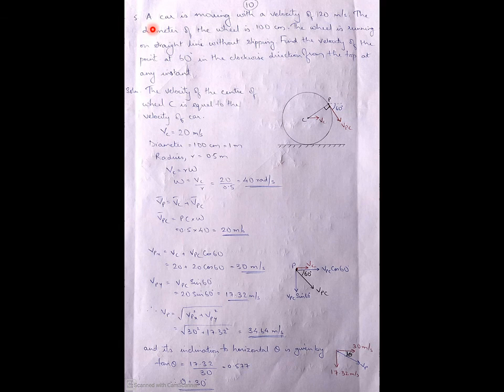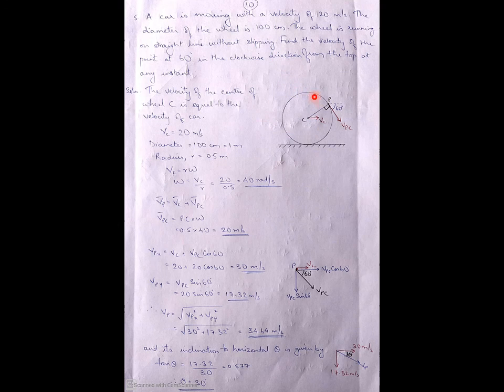Next question. A car is moving with a velocity of 20 meter per second. The diameter of the wheel is 100 centimeter. The wheel is running on a straight line without slipping. Find the velocity of the point at 60 degree in the clockwise direction from the top at any instant. So here it is given that a car is moving with a velocity of 20 meter per second. Figure is not given, so we have to draw the figure.